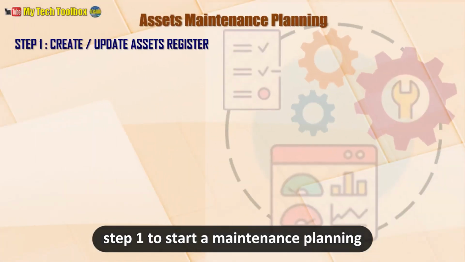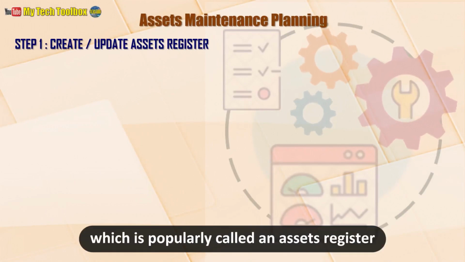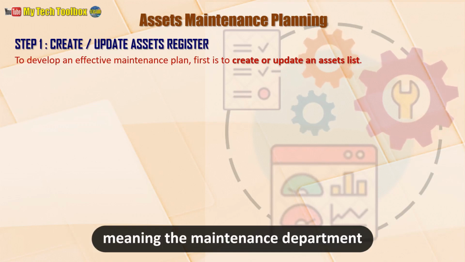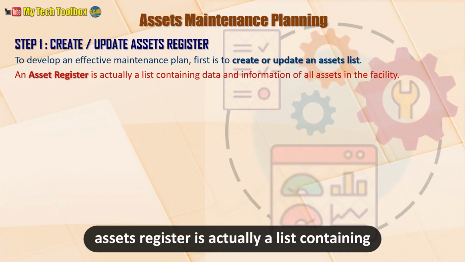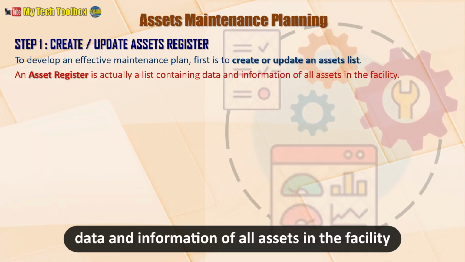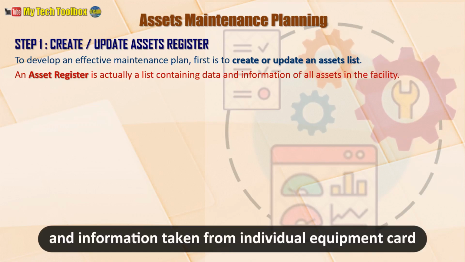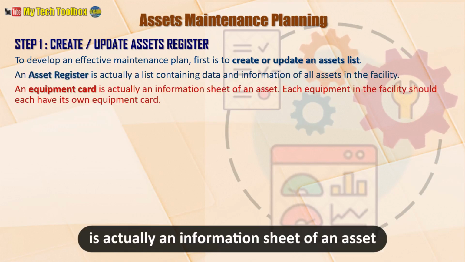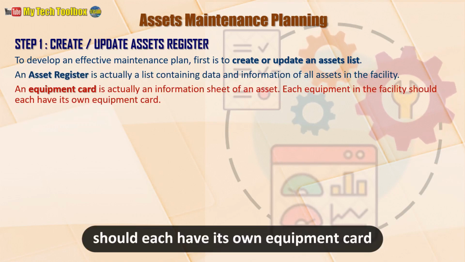Step 1. To start maintenance planning, a maintenance assets list, which is popularly called an assets register, should be established. That is, if the department, meaning the maintenance department, has not maintained one yet. An assets register is actually a list containing data and information of all assets in the facility. It is a summary of assets data and information taken from individual equipment cards. An equipment card is actually an information sheet of an asset. Each equipment in the facility should have its own equipment card.